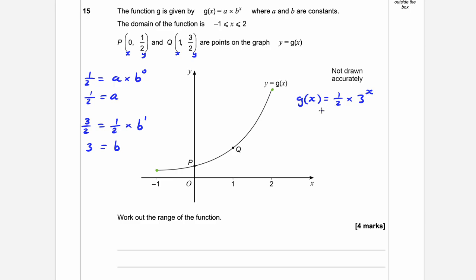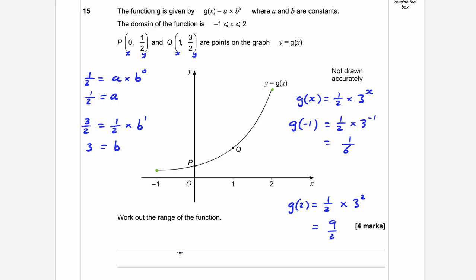I can then get g of negative 1, which is a half times 3 to the negative 1. That's a half times a third, since 3 to the negative 1 is a third. Half times a third is a sixth. You can do that on your calculator if you need to. And then finally, we'll sub in 2 to get this one. So g of 2 is equal to a half times 3 squared. 3 squared is 9, and 9 times a half is 9 over 2.